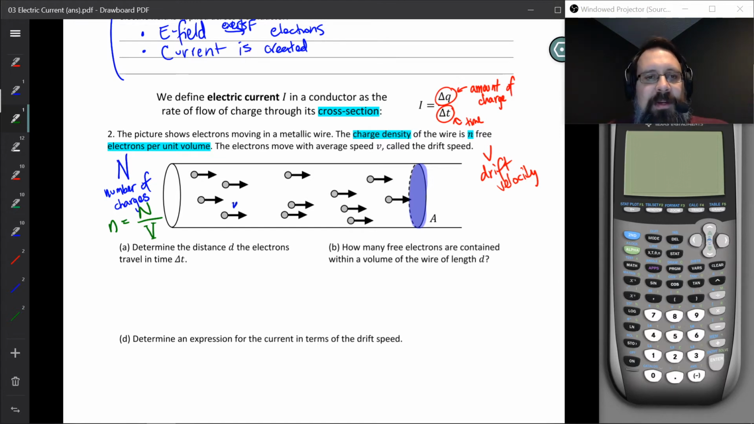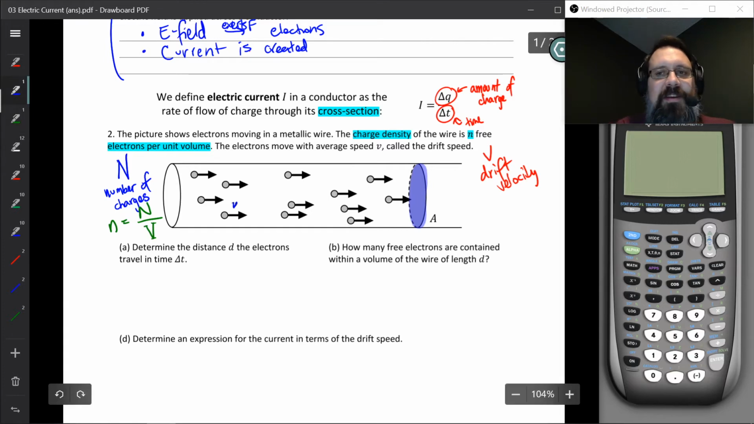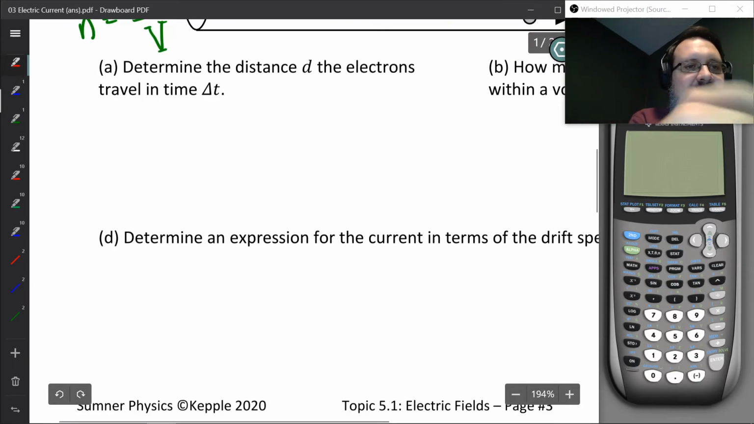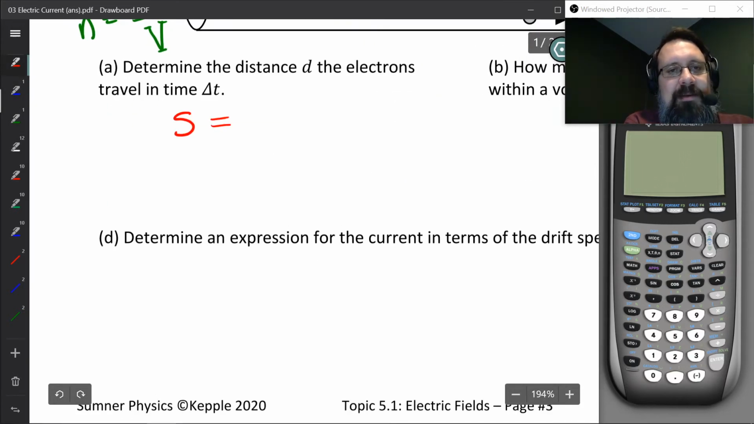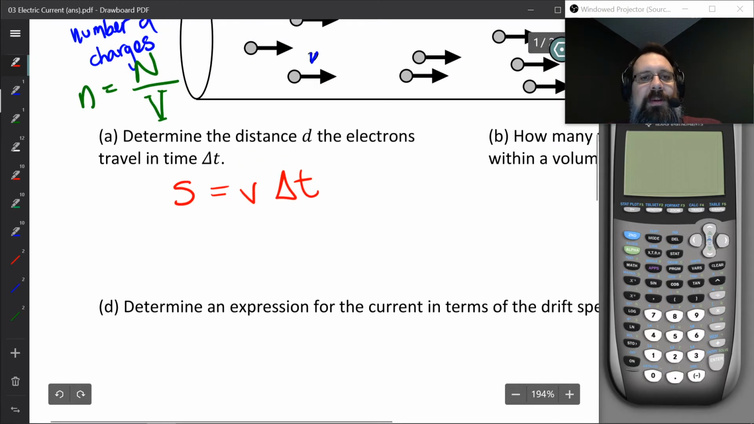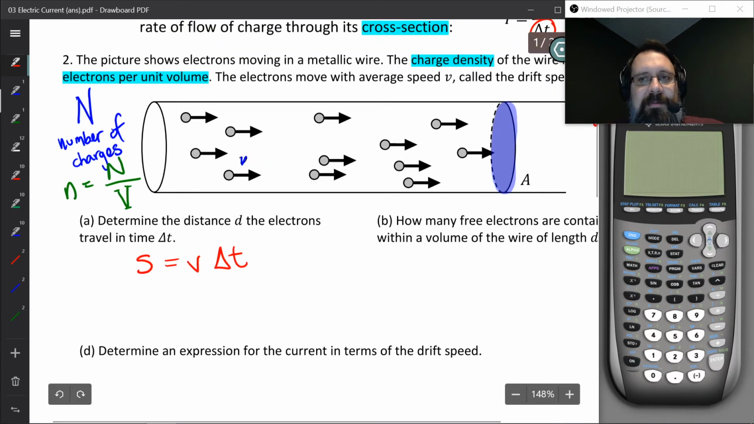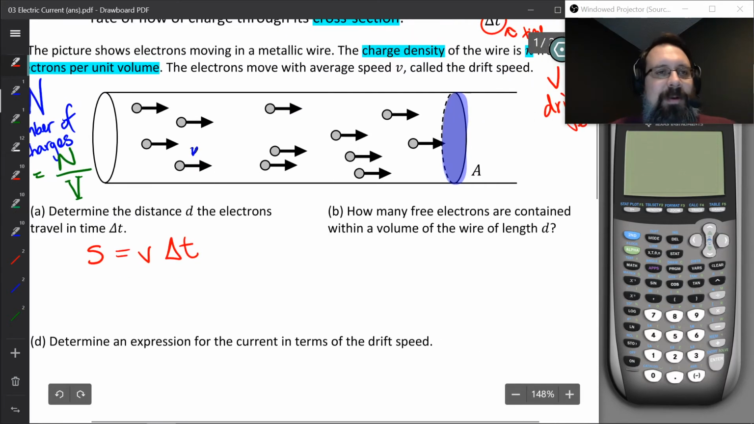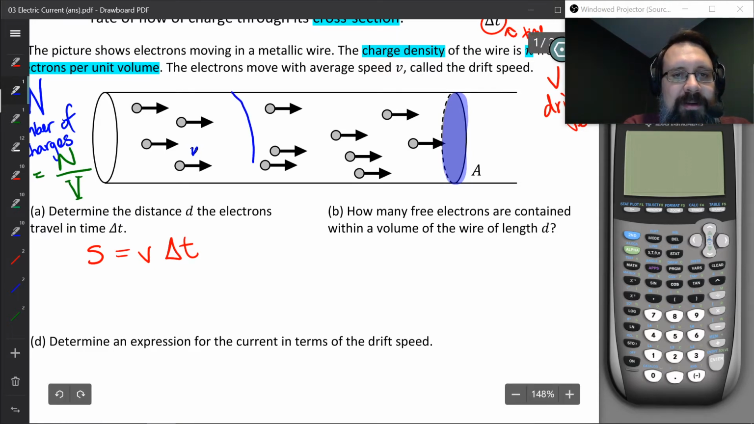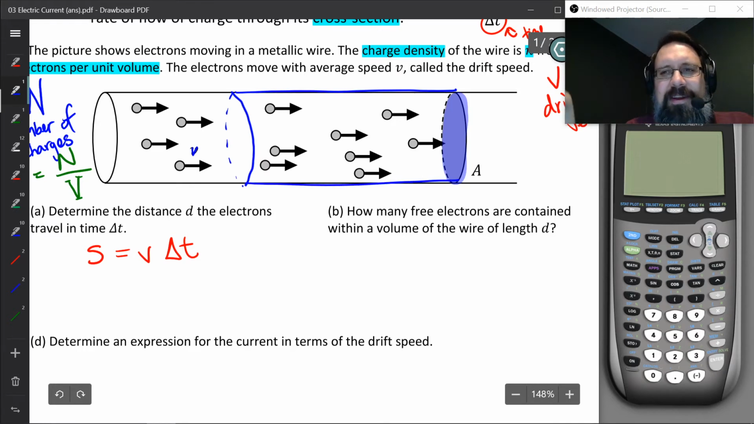Here's what we want to do. We want to determine the distance the electrons travel in time delta t. This is very simple. We know from basic physics that distance is equal to velocity times time. So what we're going to imagine is that you have a cone. I'm going to draw a cone here. Imagine we have this, that's not it, what's this called? This is called a cylinder. I don't know why I'm calling it a cone.